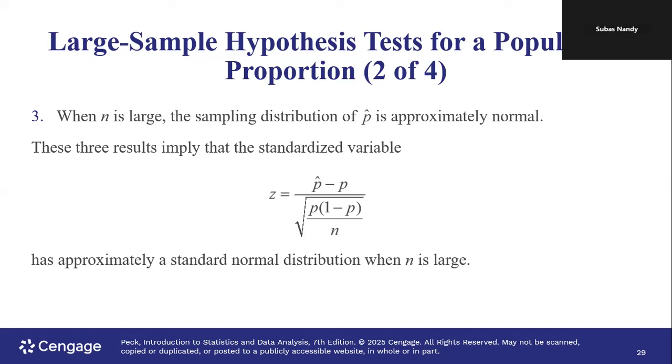If the z score or standardized test variable is positive, then p hat is greater than p, on the right of p on the horizontal axis. And if p hat is less than p, that is on the left of the population proportion p, then the z-score is negative. So if the z-score is positive, it tells us how many standard deviations p hat is above the p. And if z is negative, it tells us how many standard deviations p hat is below the population proportion. So this has approximately a standard normal distribution, that is a z distribution.